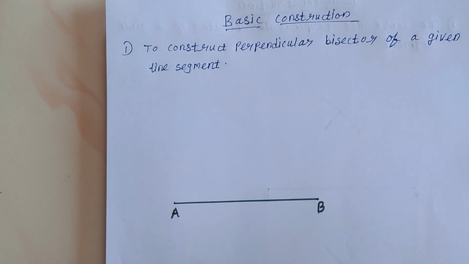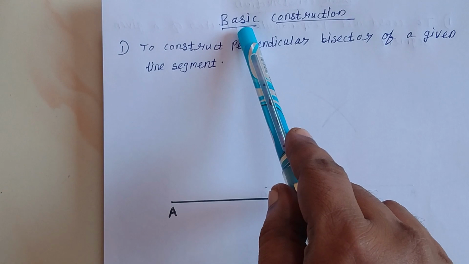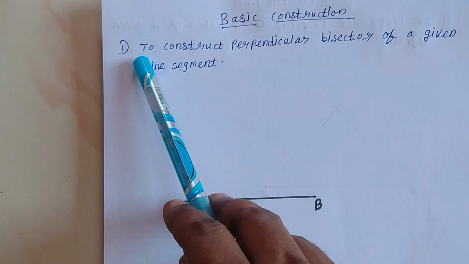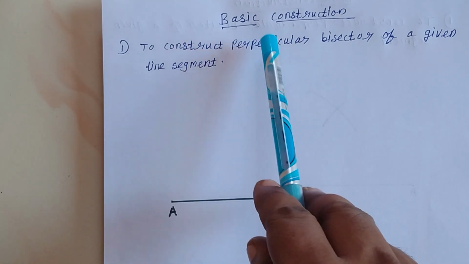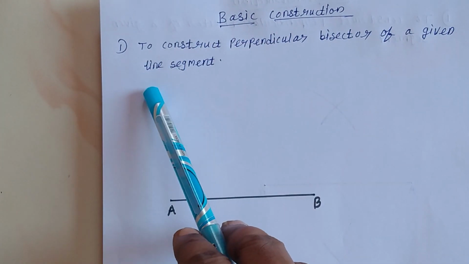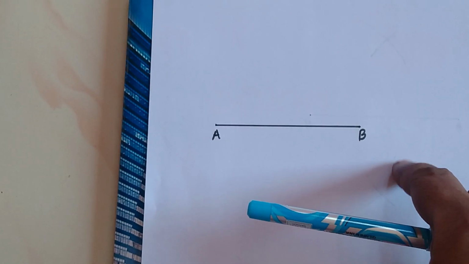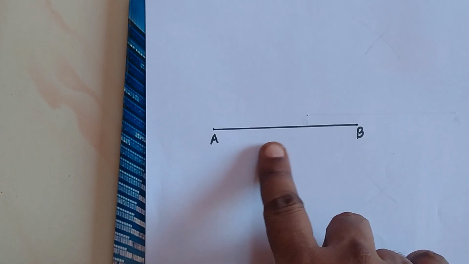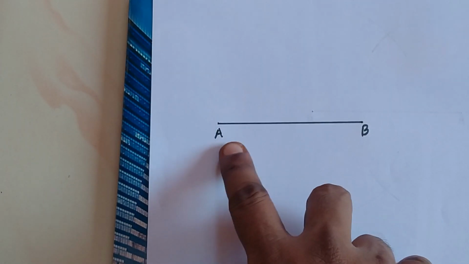Today we'll start with the new lesson, that is construction, lesson number 11. Before starting the exercise, we will start with some basic construction, and the first one is to construct the perpendicular bisector of the given line segment. So already I have drawn a line. I have taken the 8 centimeter length. You can take any length.